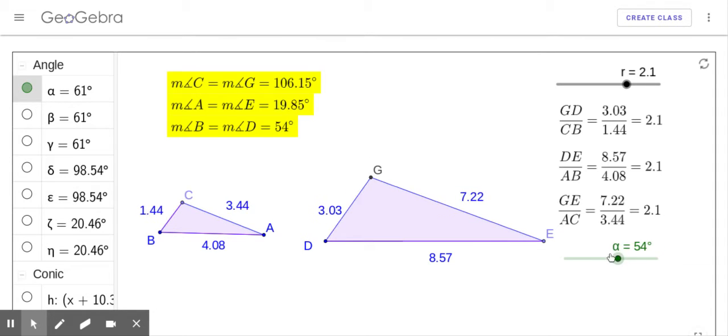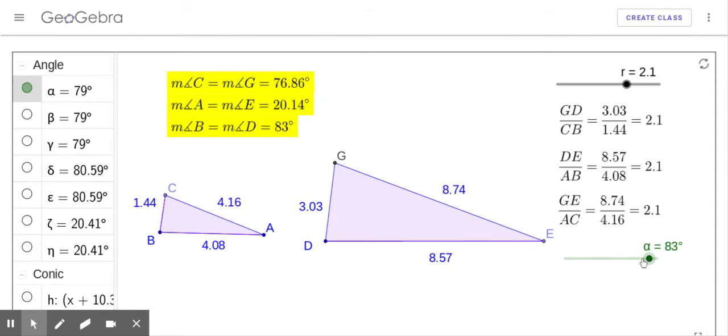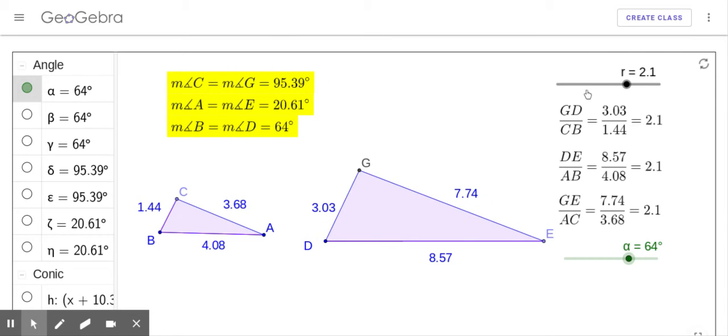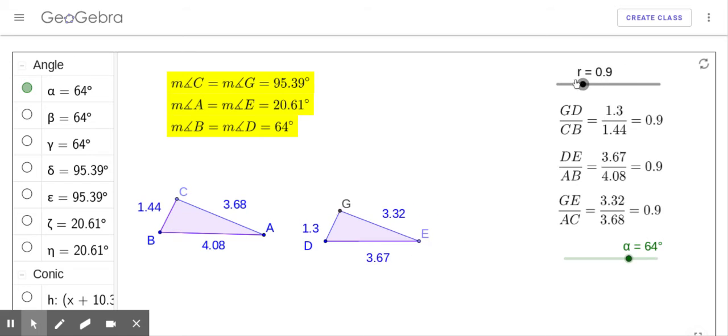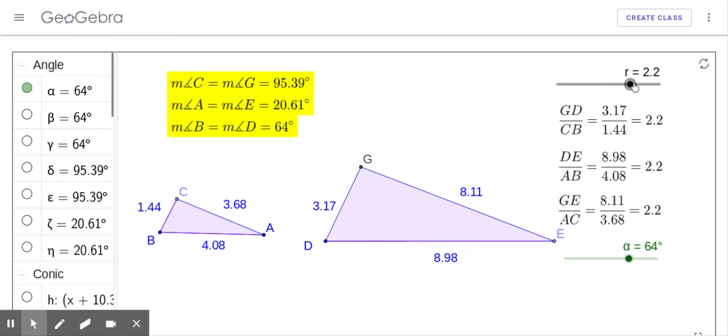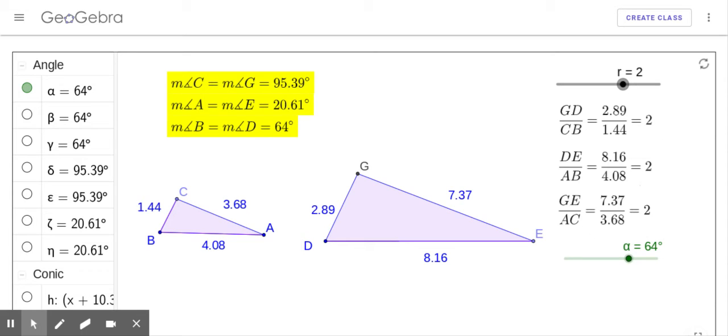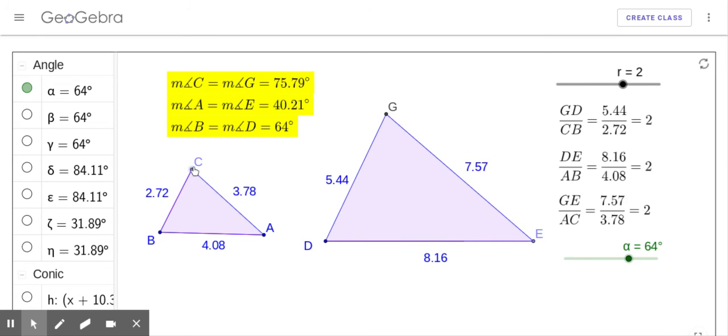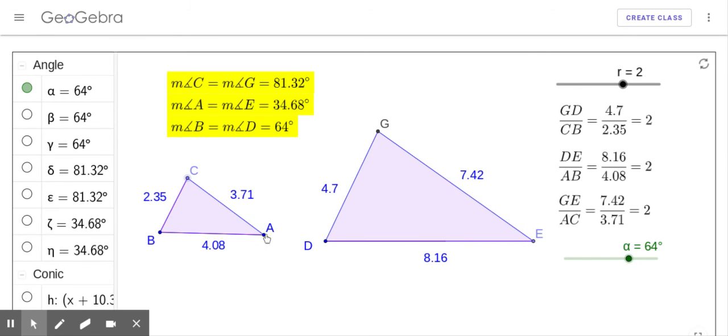And I can play with this a little by changing the size. I can change the shape of them, really. That's not changing the size much, but I could change the size of the larger one by sliding this R here. Notice my scale factor is changing, but it's the same everywhere. Or I can change the shape. I can grab a vertex over here on the little guy, move it around so that it's a different shaped triangle, and the scale factors are remaining the same.